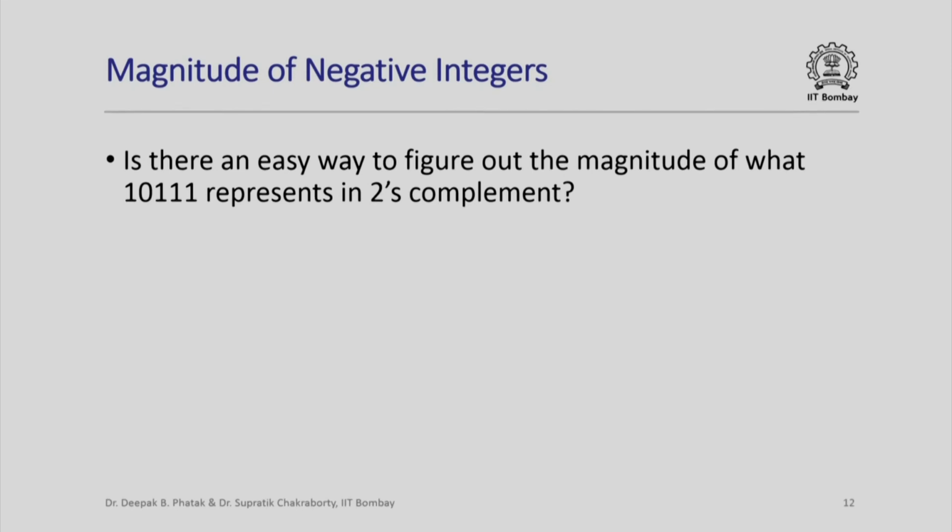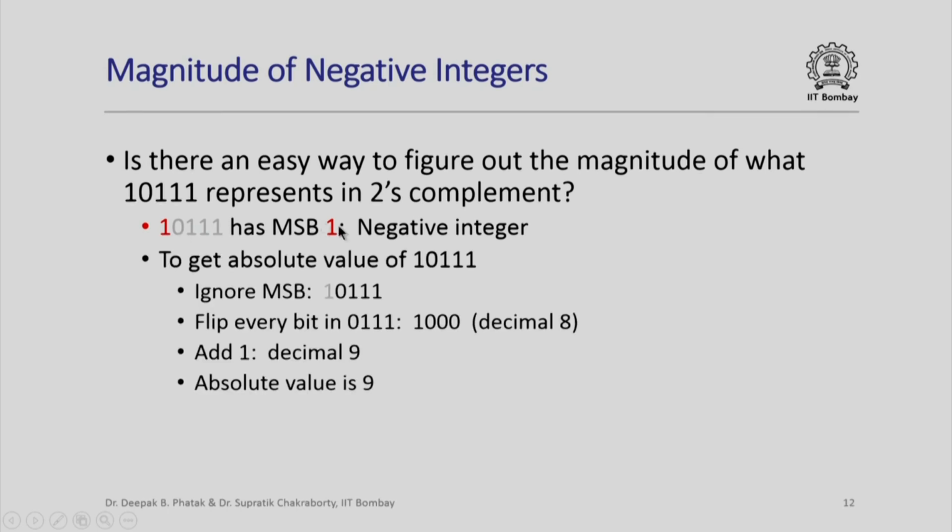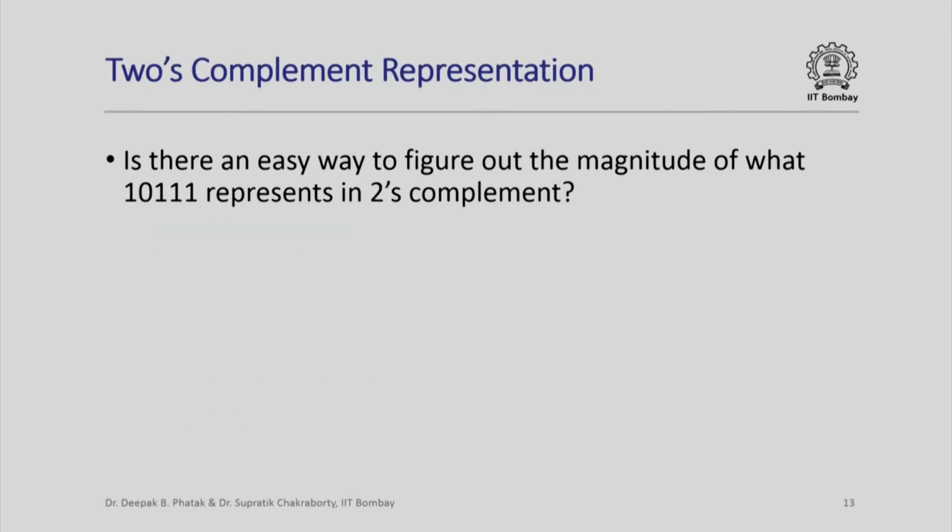So this is what we can do if we are asked a question: can you find out the magnitude of what this represents in 2's complement? There are two ways. In both ways we will first look at the MSB, figure out that it is a negative integer, and then we could look at the rest of the representation, flip every bit, find out what it represents in decimal, add 1, and then the absolute value is 9 in this case, and so the answer is minus 9.